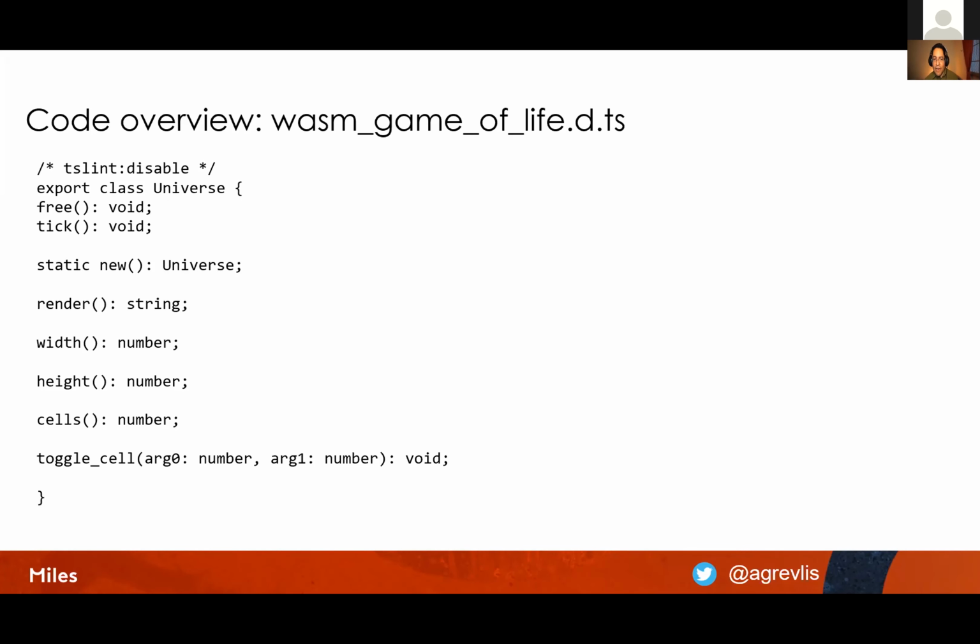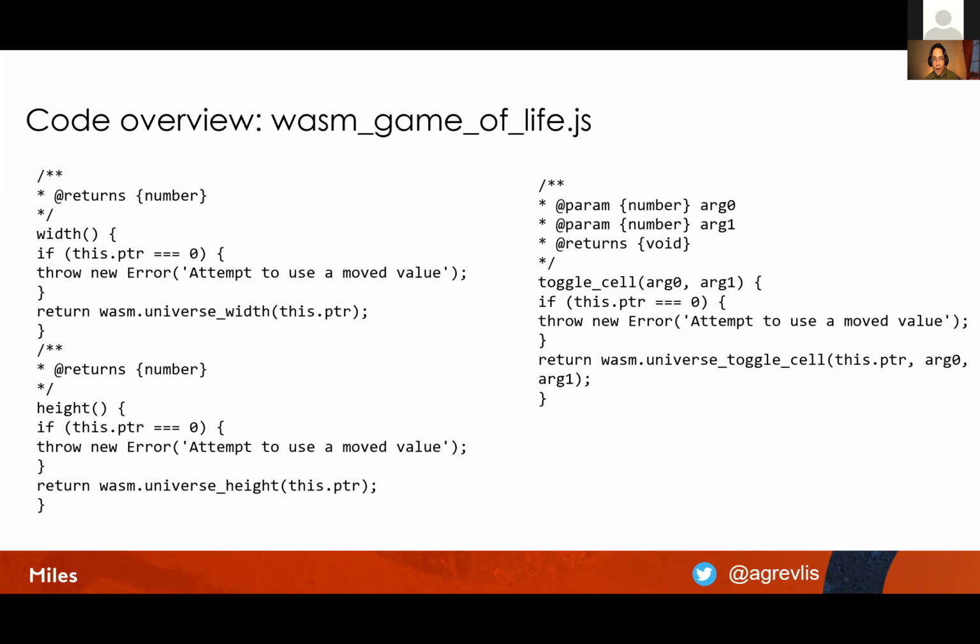And again, we also have this TypeScript file with the different functions that we, as an external application, can call. And then we have our glue file here, where you see, for example, in the toggle cell function, we're trying to call this return wasm.universe.togglecell and so on. So this is the way that you communicate from your calling application down to your WebAssembly.